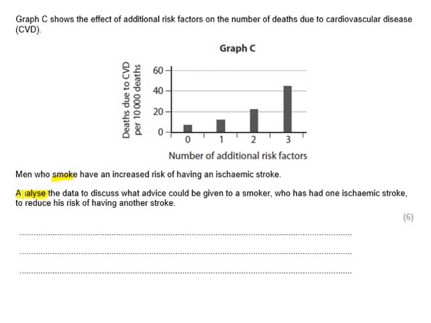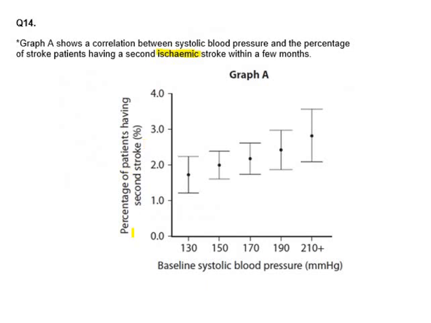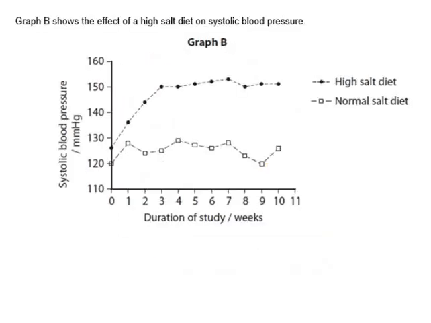Now, because the command term here is analyze, you have to be showing some kind of calculation here. You should not just be giving general trends. I saw a lot of people saying things like there's a positive correlation between pressure and the percentage of patients having a second stroke. While that's correct, that's not quite analysis, that's just describing a graph. So you need to always show some kind of calculation.